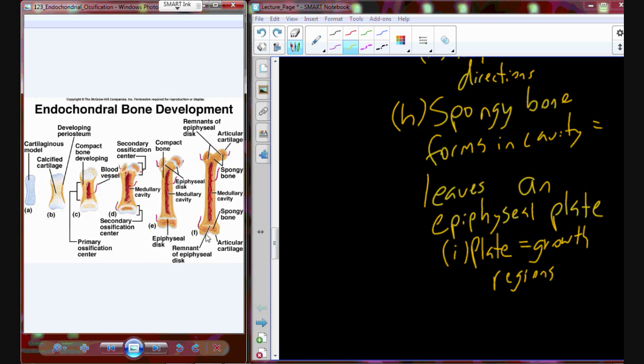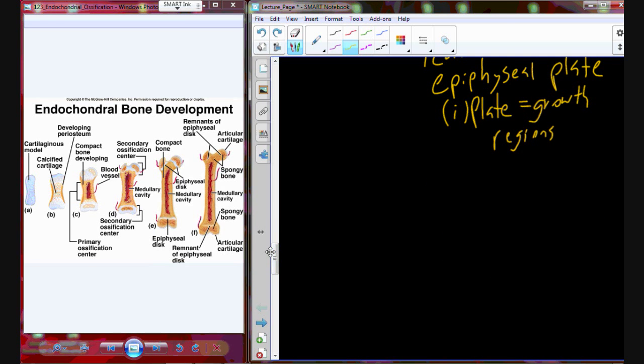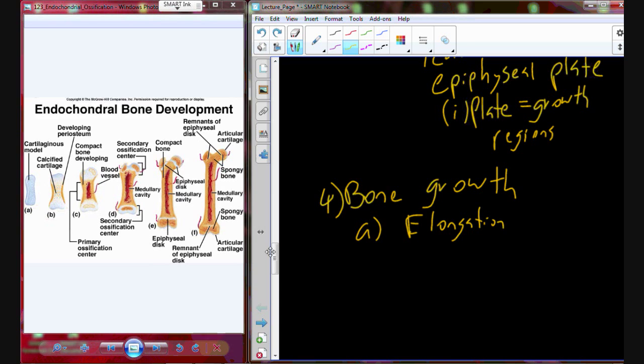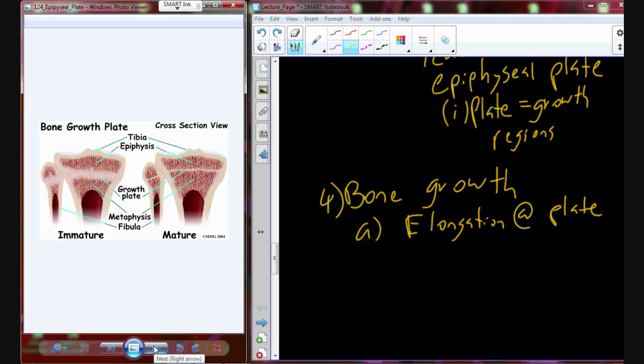So those growth plates are going to be regions for growth. And so as we go from picture E to picture F in this direction, the bone is now going to begin to elongate, and we're going to get additional bone to deposit. We've developed the bone, it's now going to begin to elongate in a process that's known as bone growth. So bone growth is going to primarily occur as elongation at the epiphyseal plate. So there's a lot of stuff that's going to happen at the epiphyseal plate.